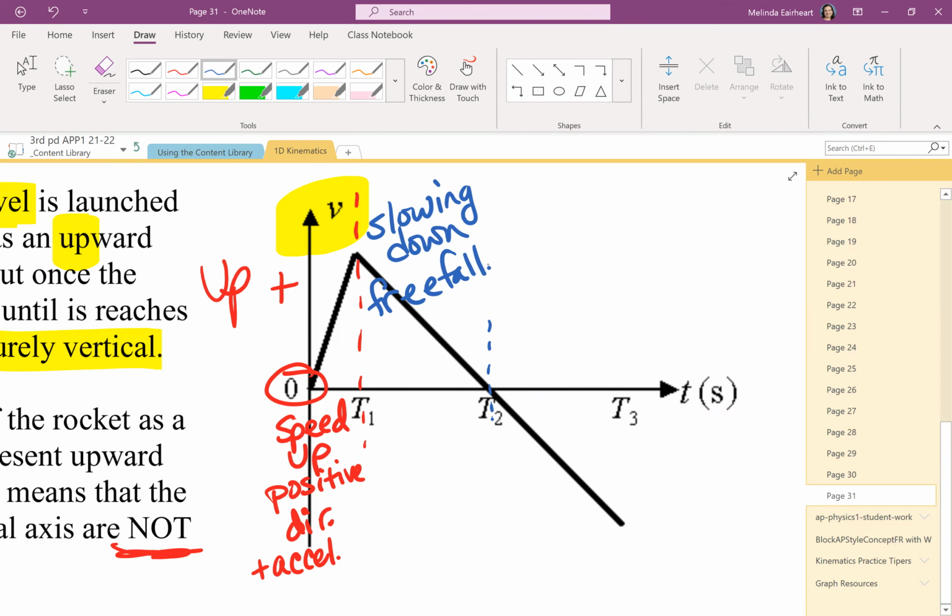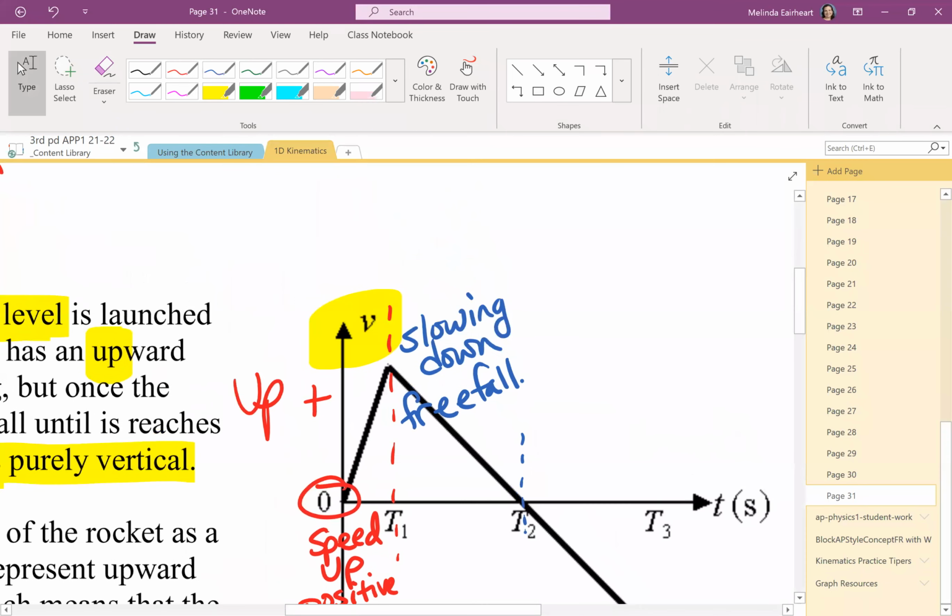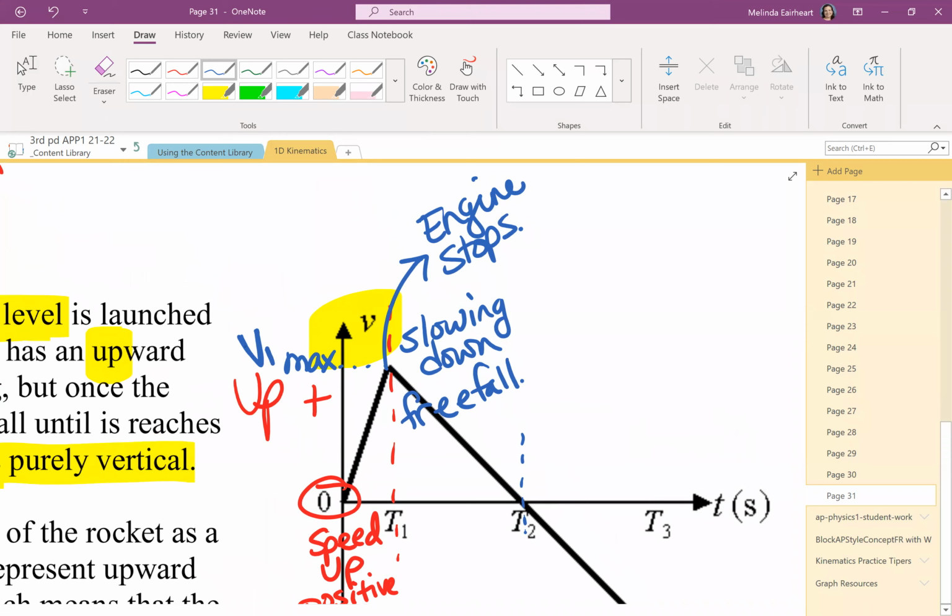The engine provided an upward acceleration, a positive slope. Now we have a negative slope. Is the engine on? No. So it's actually at T1 that the engine stops. Now that doesn't mean our object stops, right? Notice we reach some kind of maximum velocity. I'm going to call that V1. I learned from last class to start giving some labels. So the maximum velocity at the end of T1, I'm going to call V1.